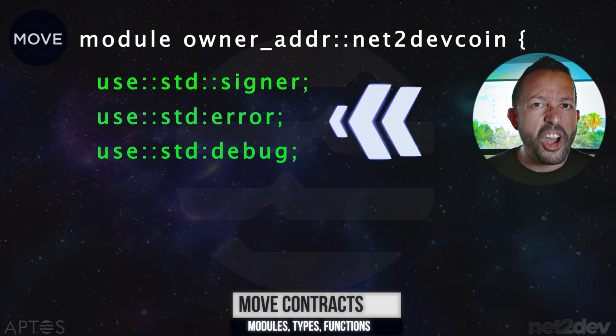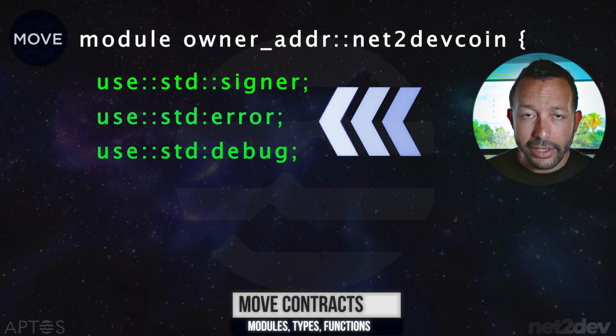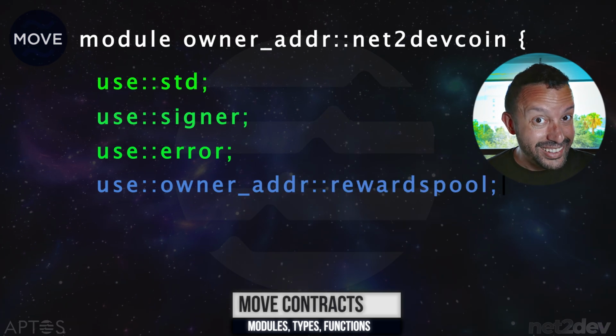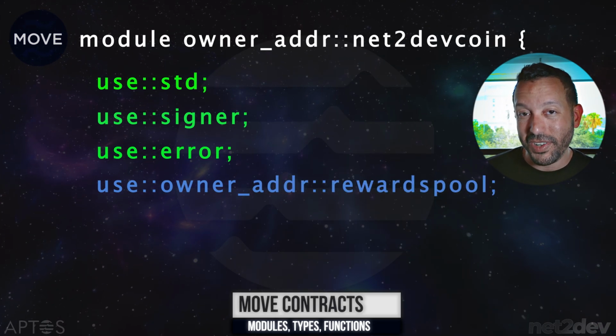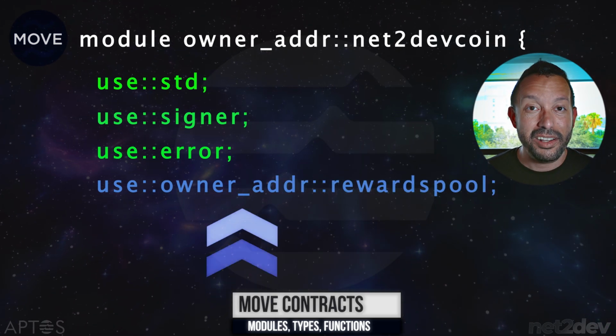Let's say I want to interact with another smart contract or another module. What can I do? I can type use, then the wallet that was used to deploy the contract, in this case the owner address, and then the contract name.